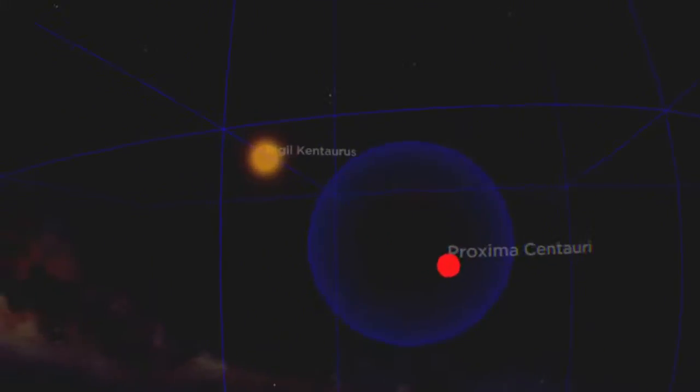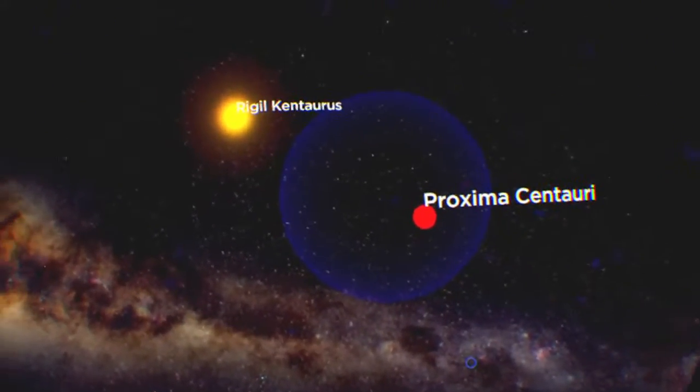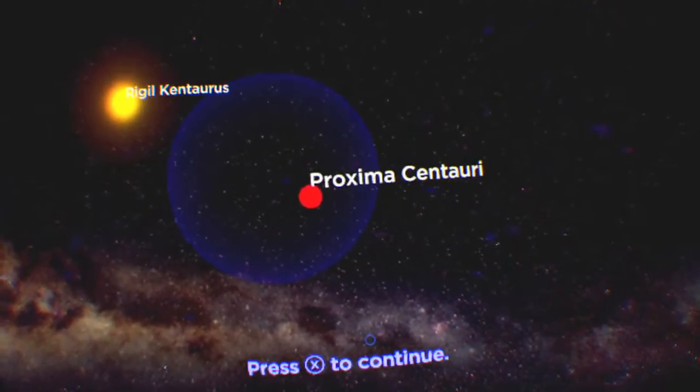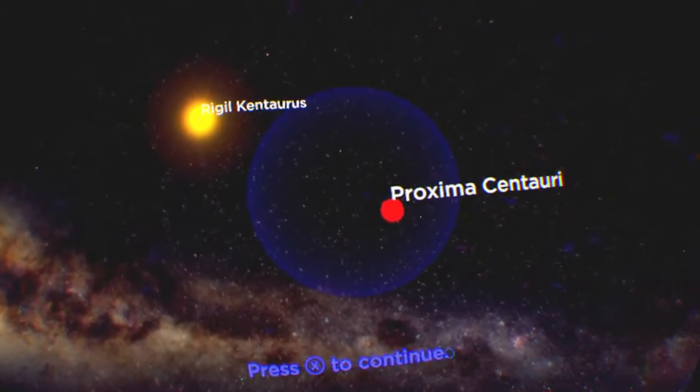Alpha Centauri is the closest star system at around 4.4 light-years from the Sun. It is a triple star system, consisting of two Sun-like stars, Rigil Kentaurus and Toliman, and the much smaller Proxima Centauri. Proxima Centauri is not visible to the naked eye, despite being the Sun's closest neighbor.